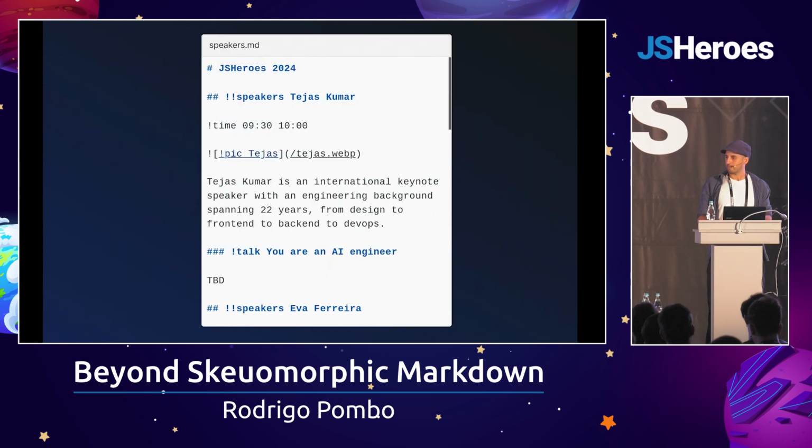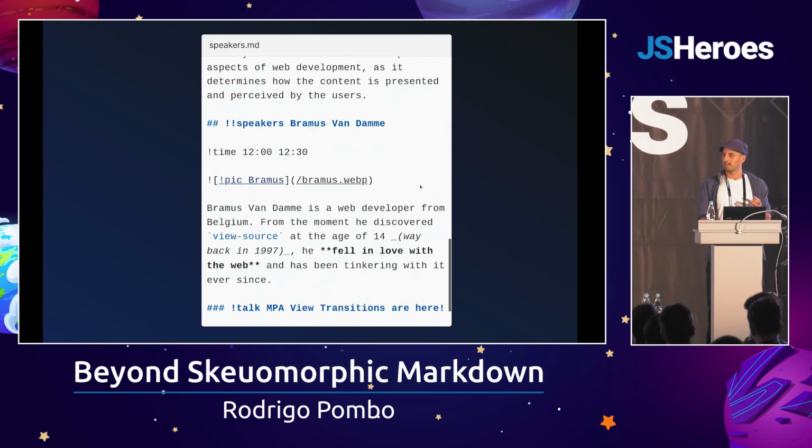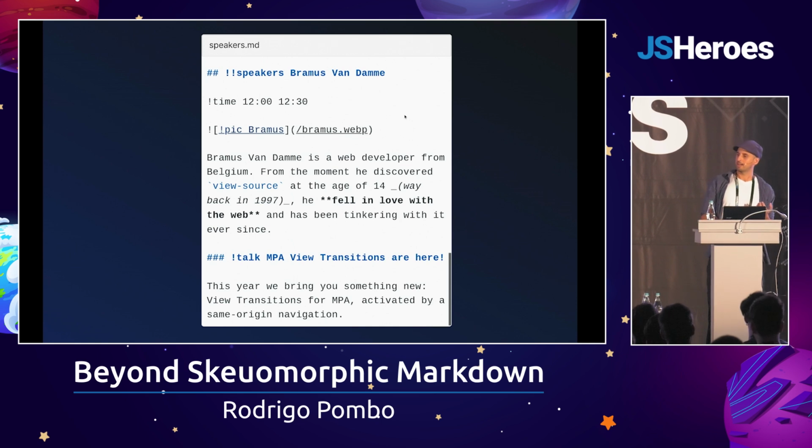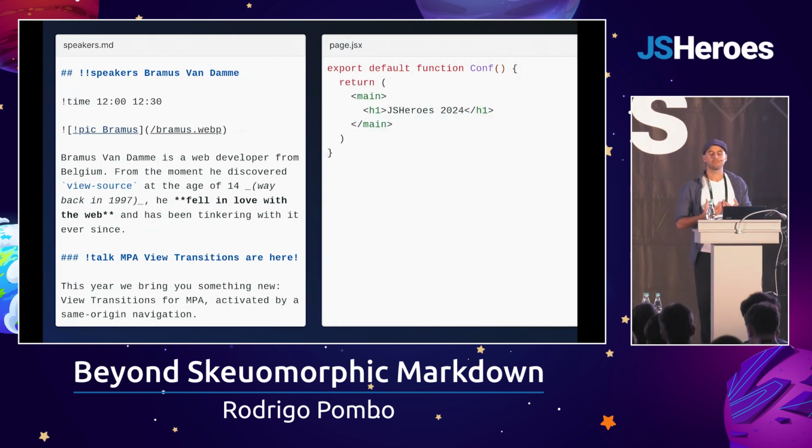So I have here a little demo, let's use what we just learned to make it. This is a Markdown file with some of the speakers from this conference. And you can see it has the speaker name, the picture, some description, information about the talk. So let's say we want to build the JSHeroes website.